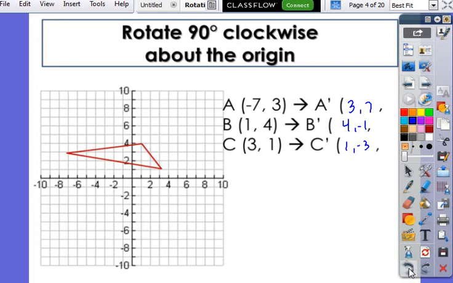All right. So 3, 7 is up here. 7, -3. What? Oh, never mind. You got it. 4, -1 would be down here. And then 1, -3 would be down here. There's my new figure.